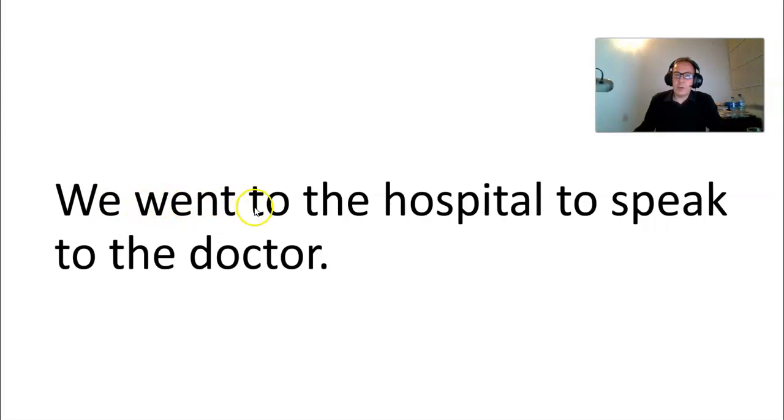So, here we have 1, 2, 3, 4, 5, 6, 7, 8, 9, 10 words. Now, if you didn't hear 10 words, this is because when we connect the speech, some of these words almost disappear, but they are still there. You still need to say them, but when we connect them with other words, other sounds, then it changes the pronunciation a little. So one last time, we went to the hospital to speak to the doctor.